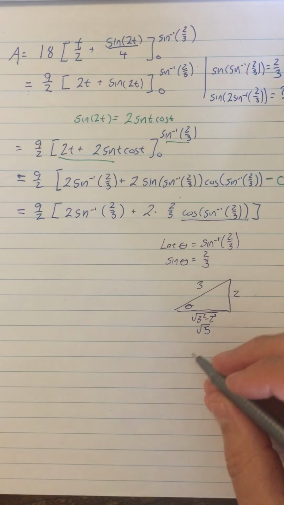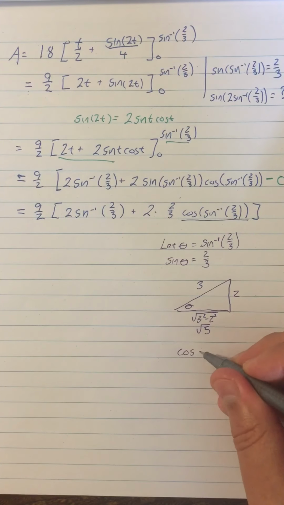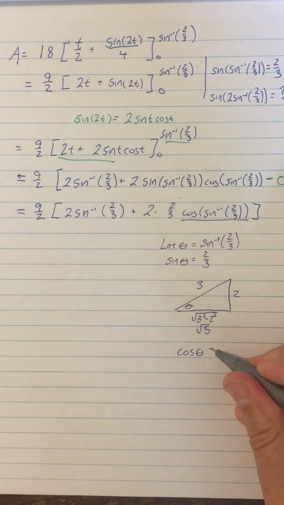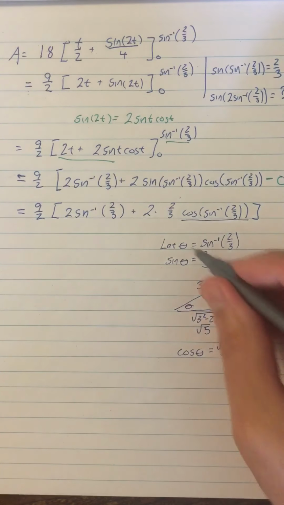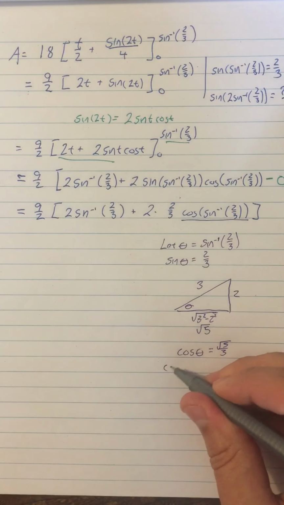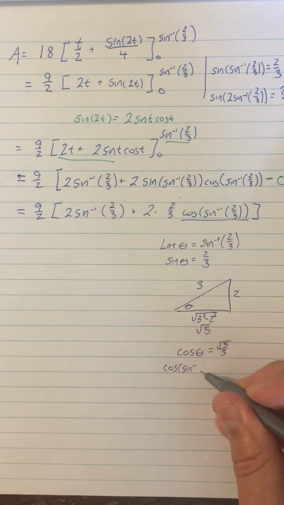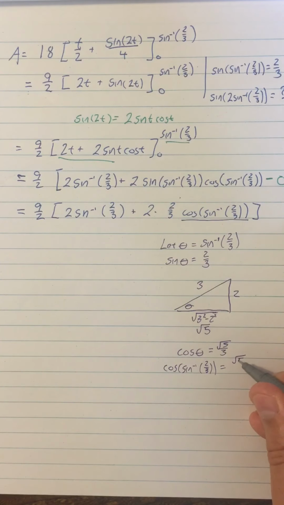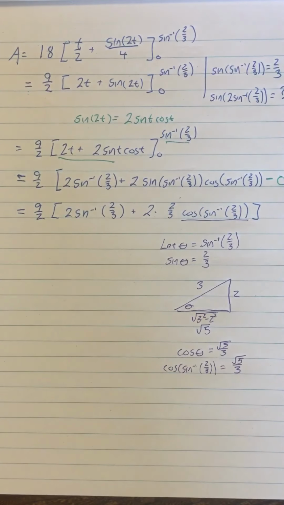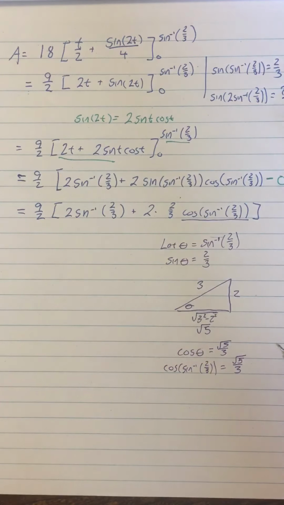So now I can say that the cosine of this angle theta is adjacent over hypotenuse, so it's square root 5 over 3. And that theta is the inverse sine of 2/3, so now I know that the cosine of the inverse sine of 2/3 is equal to square root 5 over 3. Another reason why I wanted to hit these topics is because this is a standard technique for handling this type of expression that you want to be familiar with when you go into college. You don't have to be able to do it off the top of your head every time, but be aware that this is the process.